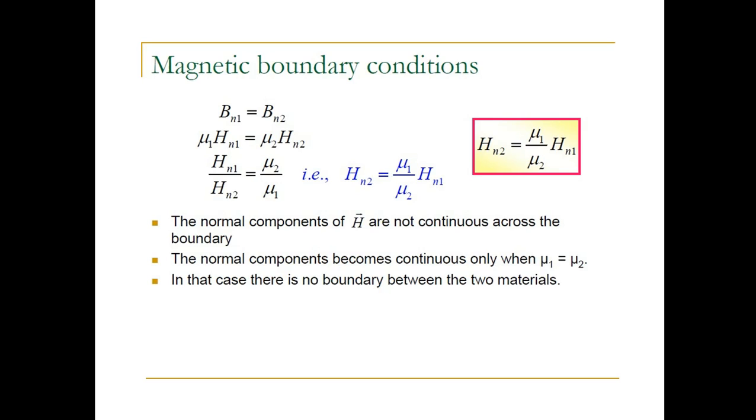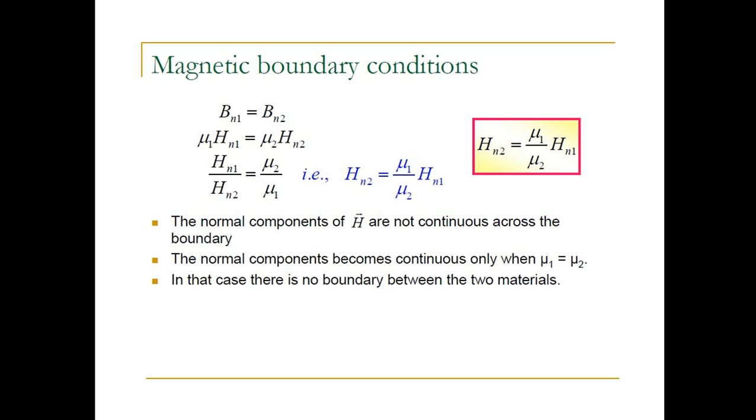So from that we can conclude that the normal components of magnetic field strength H are not continuous across the boundary, because Hn2 is equal to mu1 by mu2 Hn1. It means Hn2 is not equal to Hn1. Depending upon the permeability of the two media, Hn2 will be different. So magnetic flux density along the boundary will be continuous, but this is not true for magnetic field intensity. The value of H will not be continuous along the boundary.